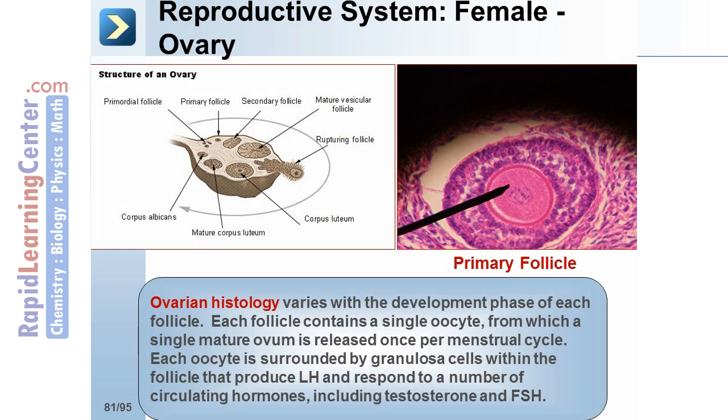Ovarian histology varies with the development phase of each follicle. Each follicle contains a single oocyte, from which a single mature ovum is released once per menstrual cycle. Each oocyte is surrounded by granulosa cells within the follicle that produce LH and respond to a number of circulating hormones, including testosterone and FSH.